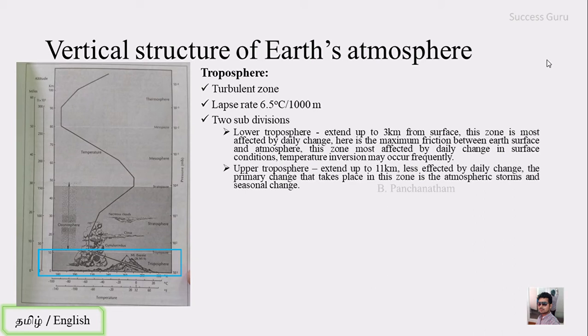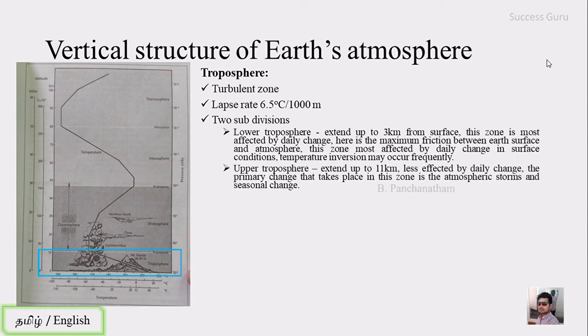And this zone is most affected by the daily change in the surface conditions, and that may lead to temperature inversion. For example, as we mentioned earlier, if you move from the surface towards height, there will be a drop in temperature of somewhere near 6.5 degrees Celsius per 1000 meters. That is what we mentioned, right? And in the lower troposphere, this may get inverted. That is, the temperature may rise at some time due to different conditions in the atmosphere. This is possible only in the lower troposphere.